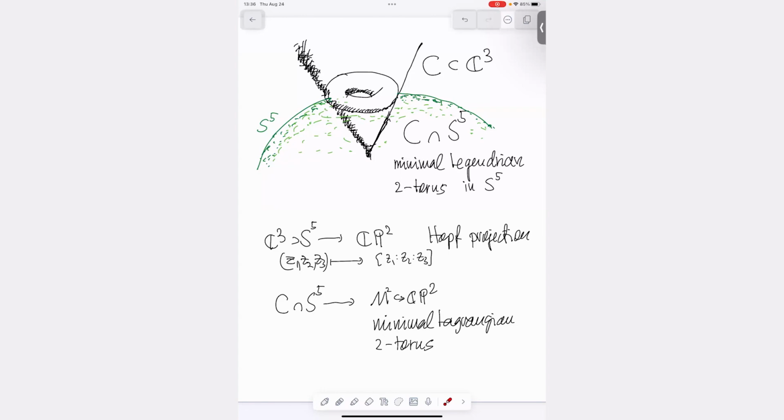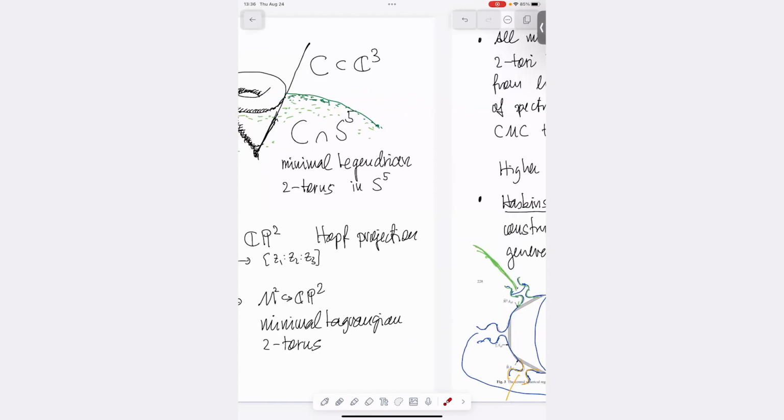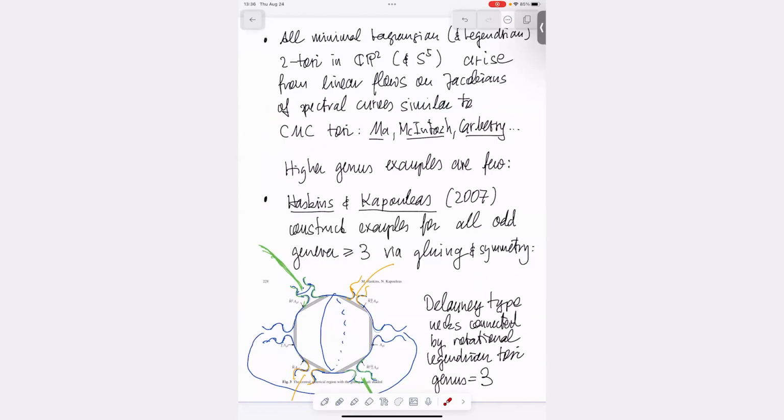So what you want to do is produce examples, and this has been done. All of these tori have been constructed in the same way as the constant mean curvature tori, through this integrable system: spectral curve, higher-dimensional torus, plane, and so on. Emma has done work on that also. Higher genus examples are very few, actually. The only ones are Haskins and Kapouleas, in 2007, and they construct examples in all odd genus.